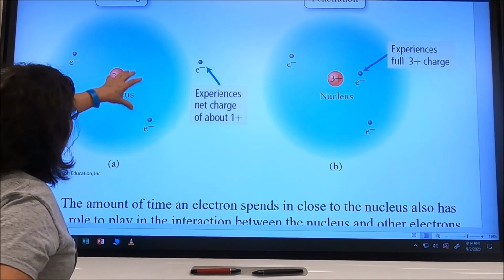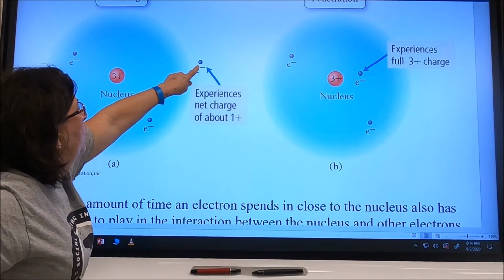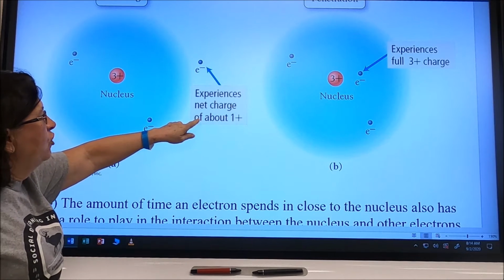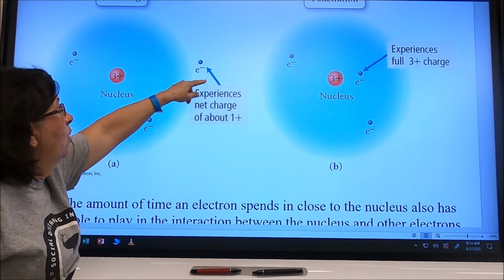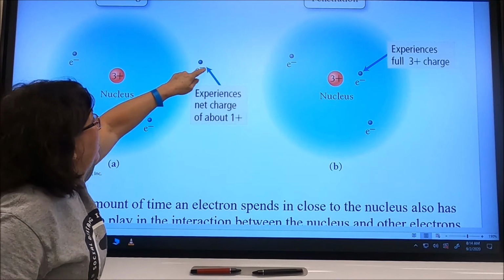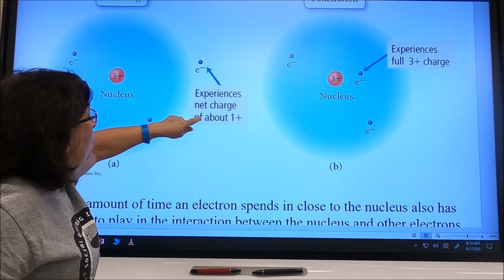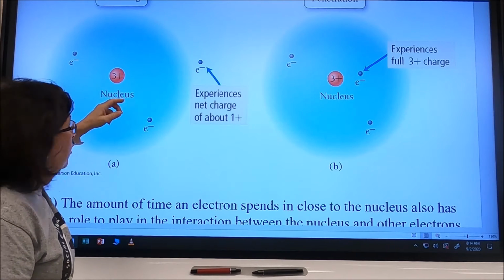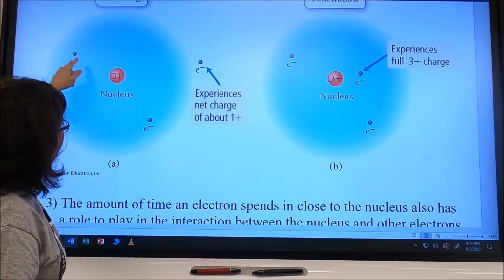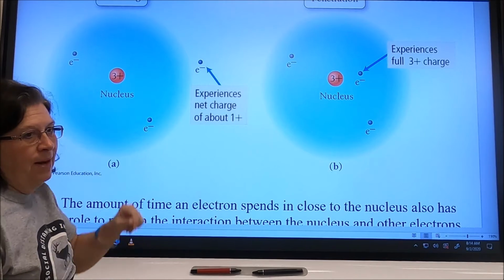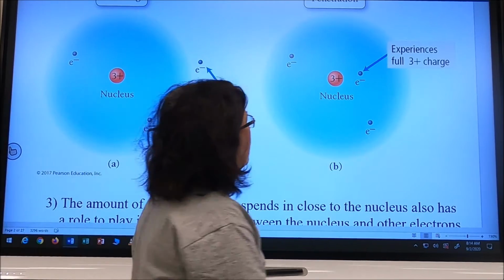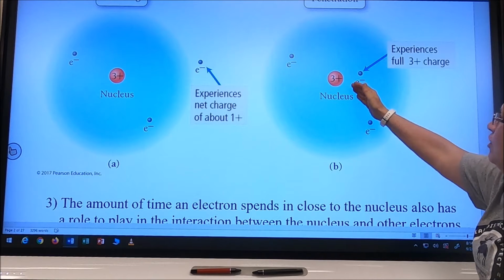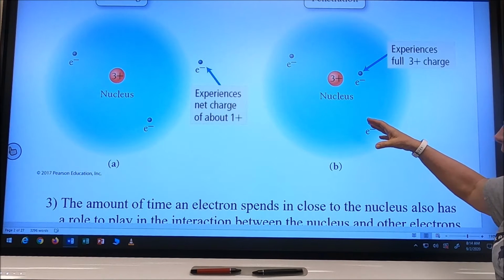Okay, so these inner electrons interfere with the interaction of that electron with the nucleus. It reduces the net charge that it feels from the nucleus. So in this diagram, they're saying that this guy has an effective nuclear charge of 1. Well, that means I've only got 1 juggler on stage. These guys see 3 jugglers on stage. It interferes, okay? So to experience the full +3 charge, it would have to be in closer to the nucleus.